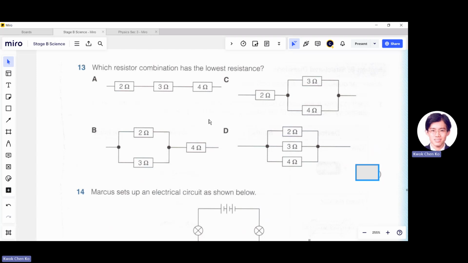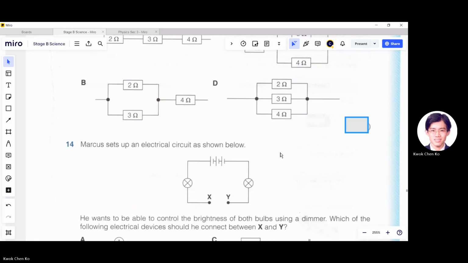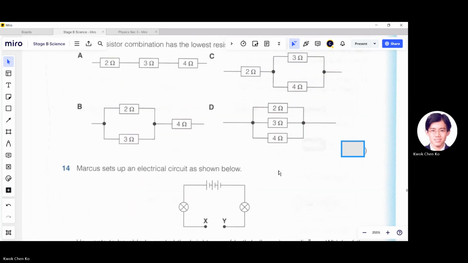Get number 13 correct. So this is a fuse, right? Yes, good.